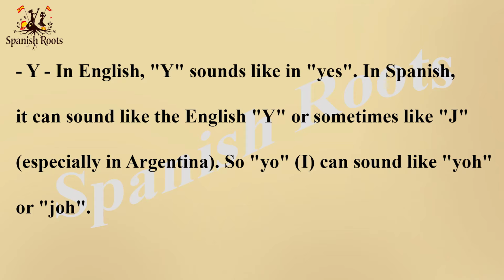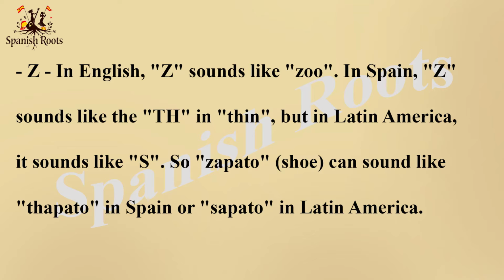Y. In English, Y sounds like in yes. In Spanish, it can sound like the English Y or sometimes like J, especially in Argentina. So yo, I, can sound like "yo" or "jo." Z. In English, Z sounds like zoo. In Spain, Z sounds like the TH in thin, but in Latin America, it sounds like S. So zapato, shoe, can sound like "thapato" in Spain or "sapato" in Latin America.